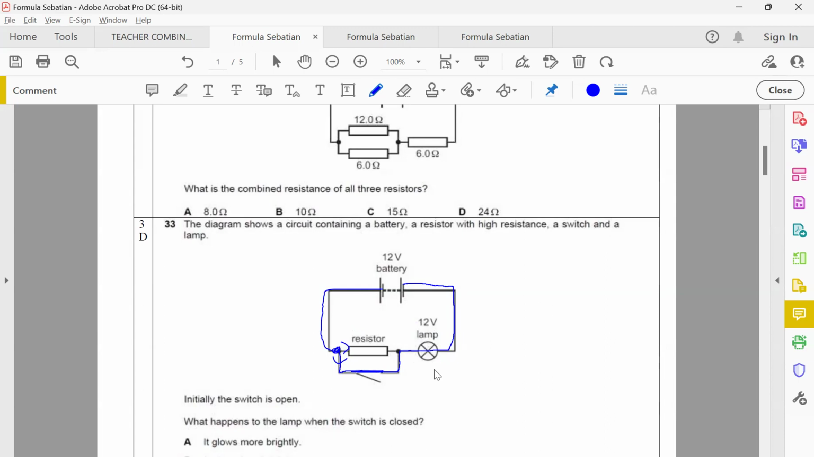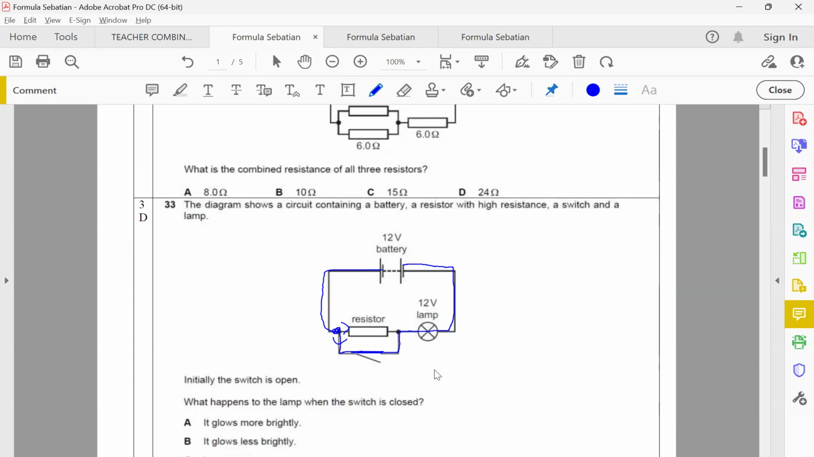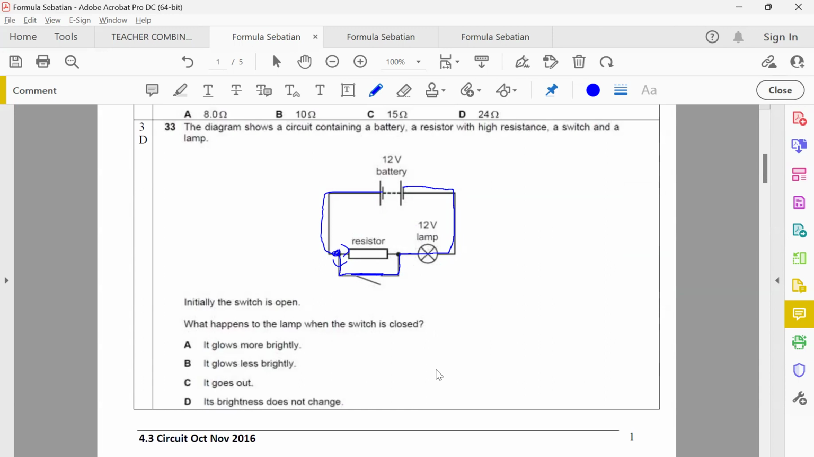Then should the answer be A? It goes more bright. Why is it D? Why is it the brightness doesn't change? Very good. The answer is wrong. The answer is supposed to be A. It glows more brightly.